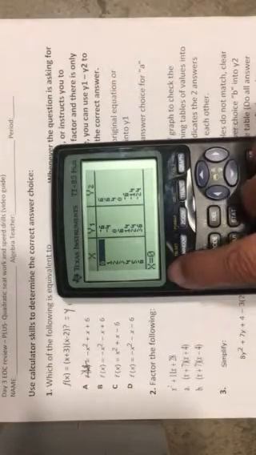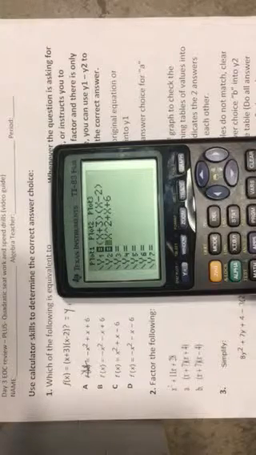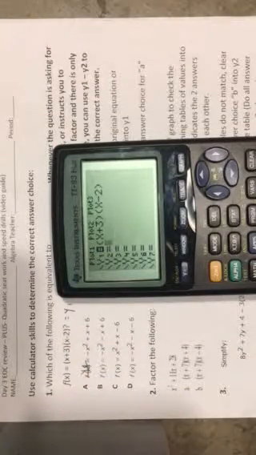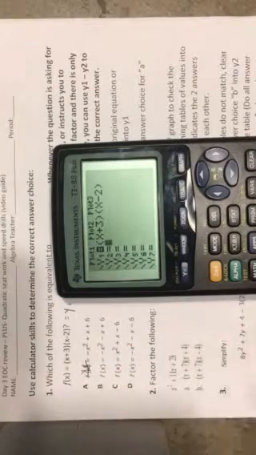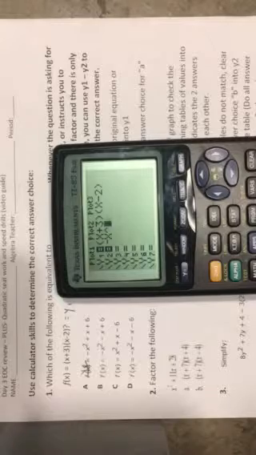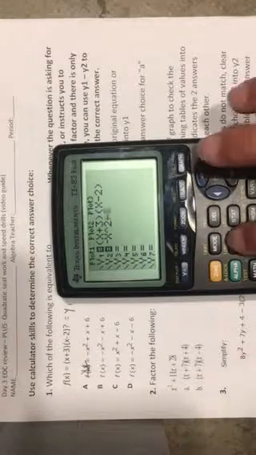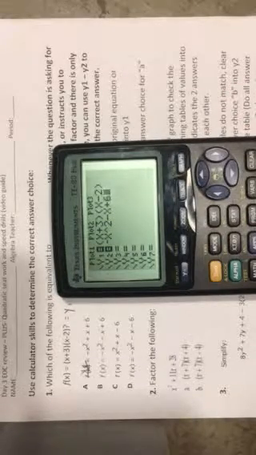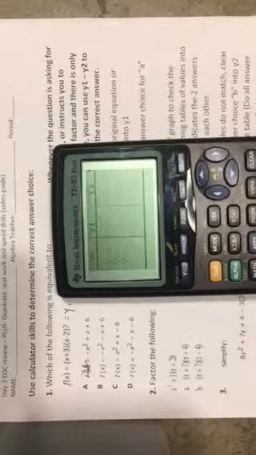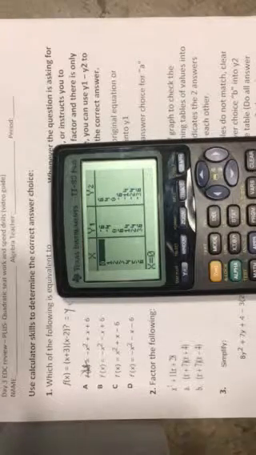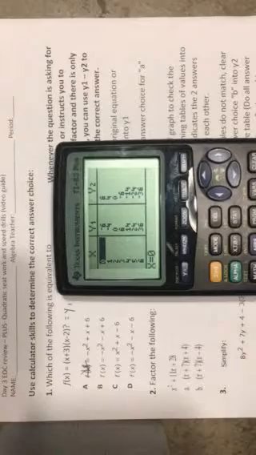So I'm going to go back to y equals. I'm leaving y1 in there because that's my original. I'm going to clear out y2, and then I'm going to put answer choice B in there: negative x raised to the second power minus x plus 6. Second graph, compare the tables. Do that with each answer choice.